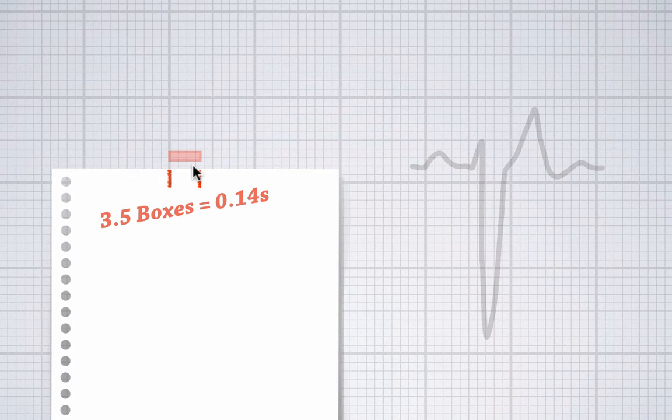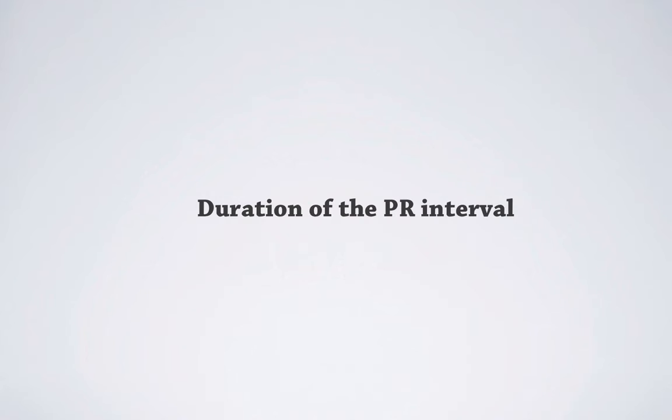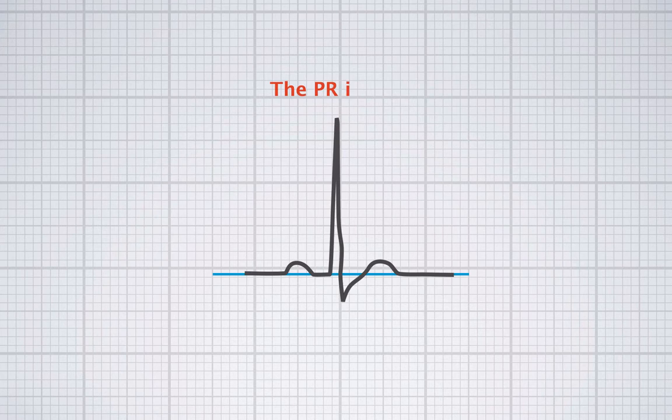Pretty easy, isn't it? Next, let's talk about the duration of the PR interval. The PR interval starts at the beginning of the P wave and ends at the beginning of the QRS complex. It represents the time the atrial depolarization takes to travel through the AV node in order to reach the ventricles. And finally, one more interval, the QT interval. It starts at the beginning of the QRS complex and ends at the end of the T wave.